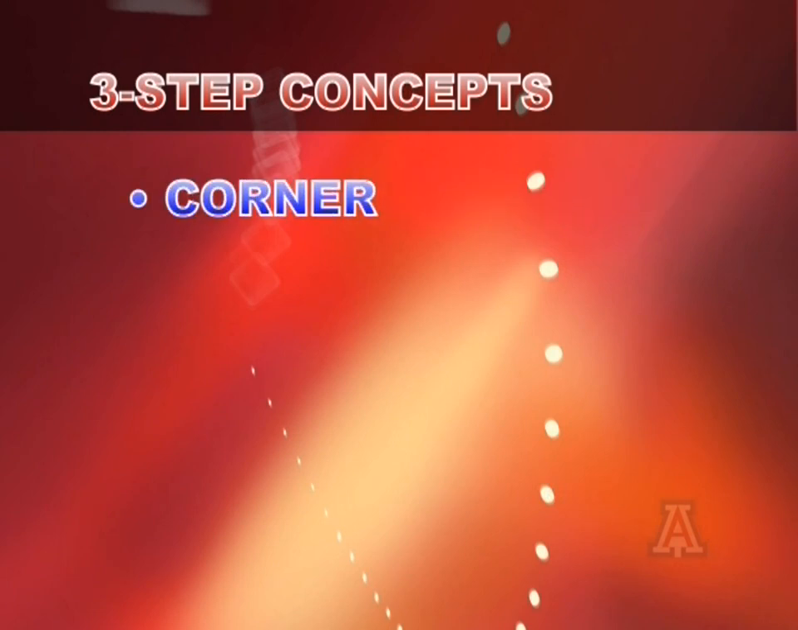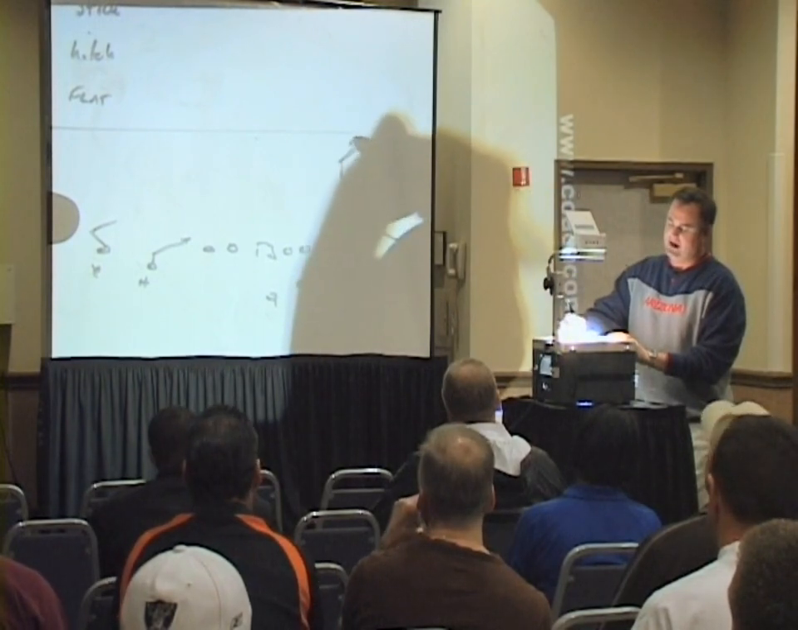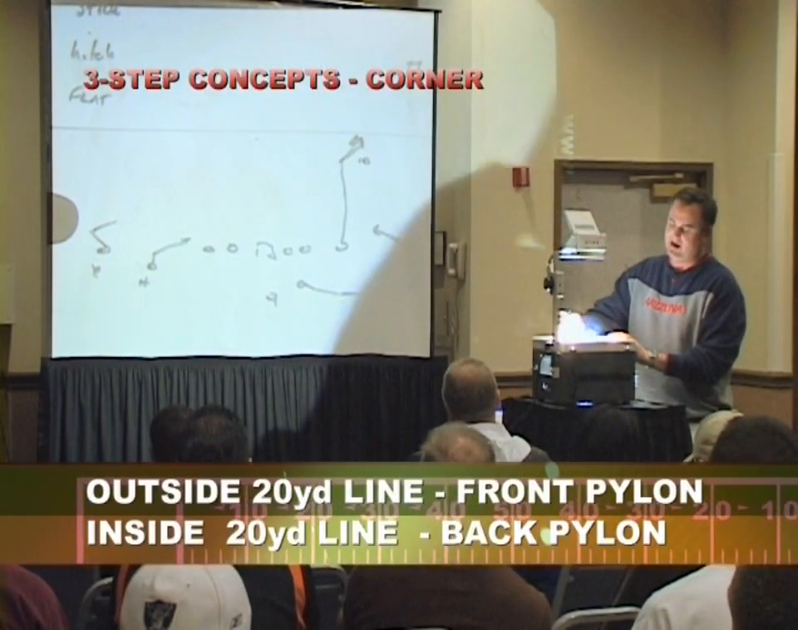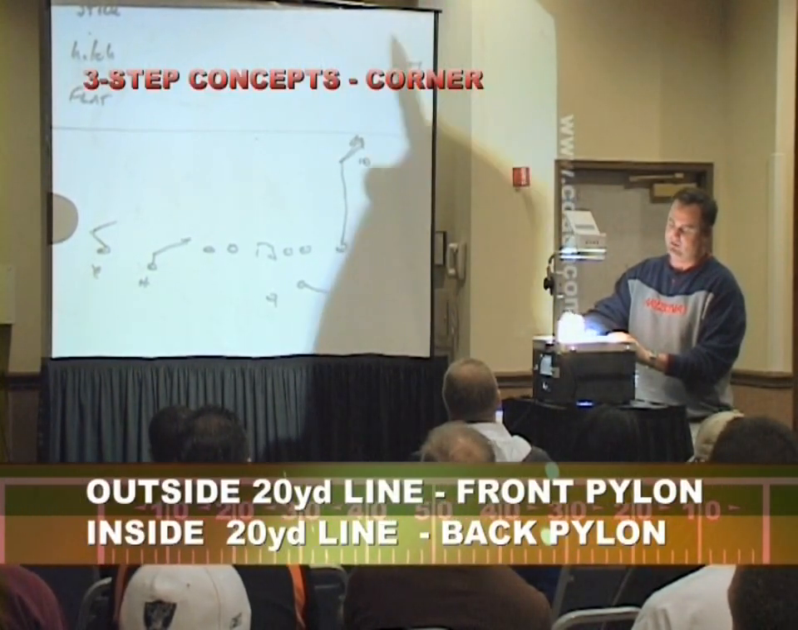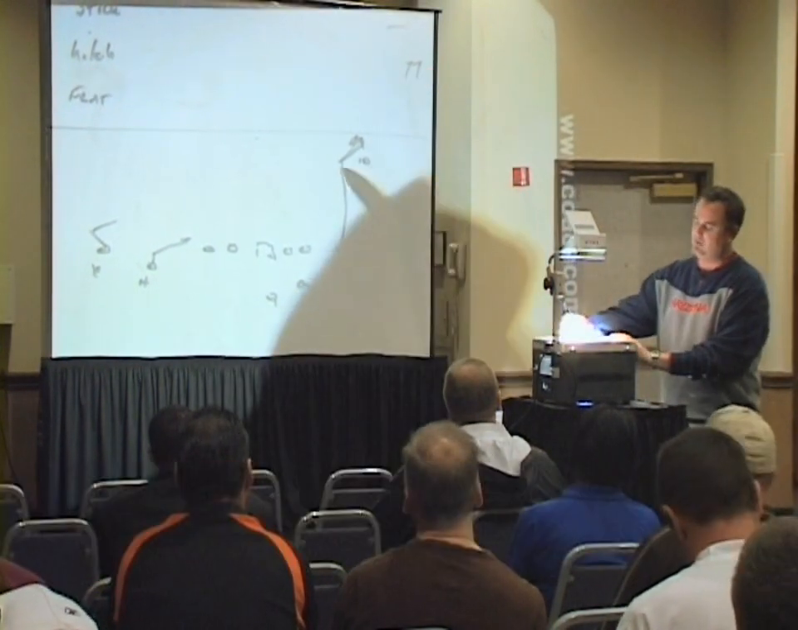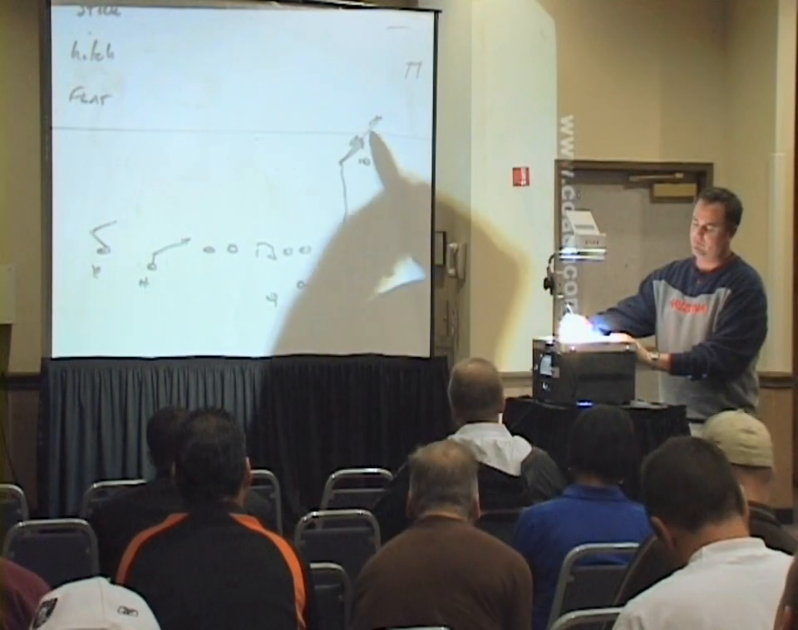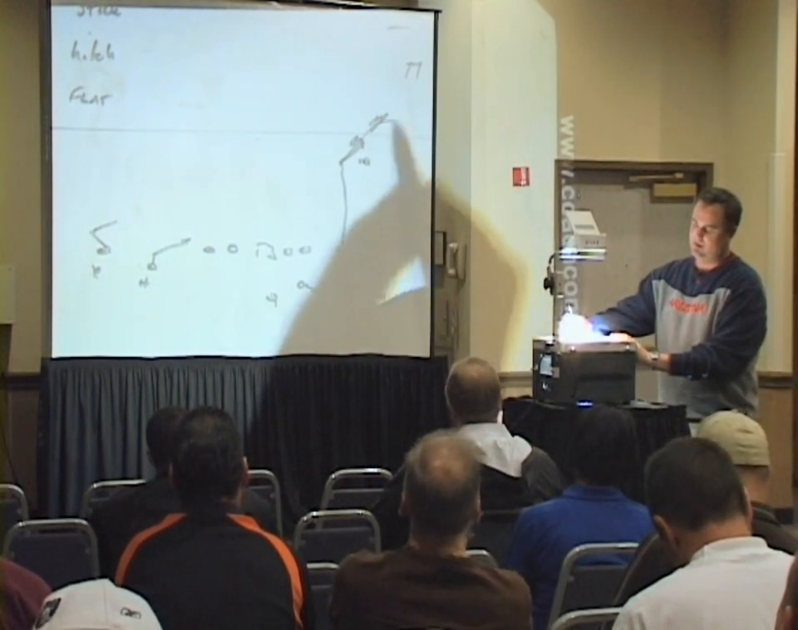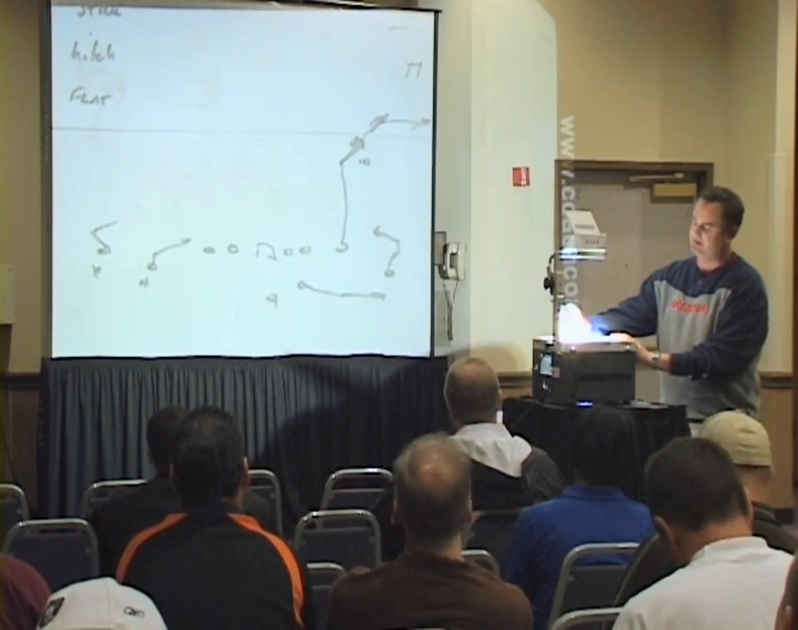The first is a corner, and I'll take you through that. We're going to run a 10-yard corner, and we're going to tell our guy he's going to run at the front pylon if he's outside the 20, the back pylon if he's inside the 20. That's going to be his angle. We want to give him a landmark, and we want to be able to throw the ball vertically to him. The quarterback will always throw him flat if he feels like he needs to do that.